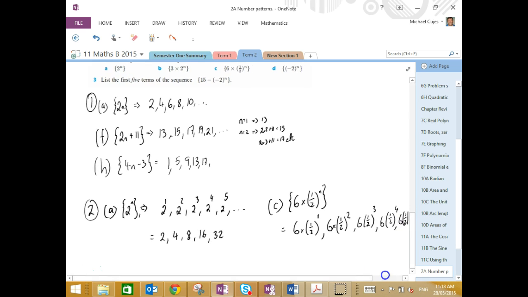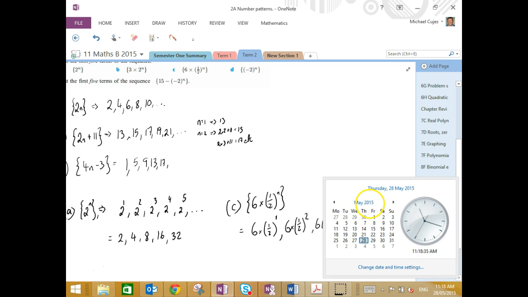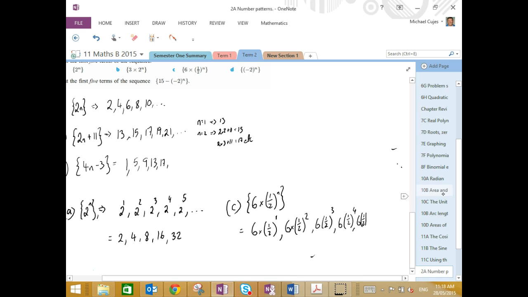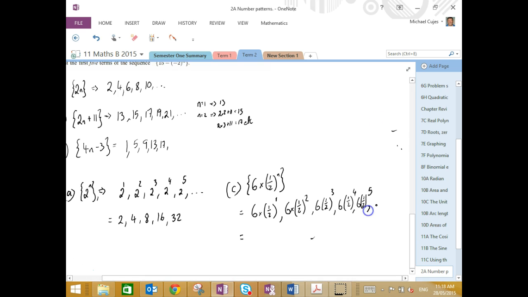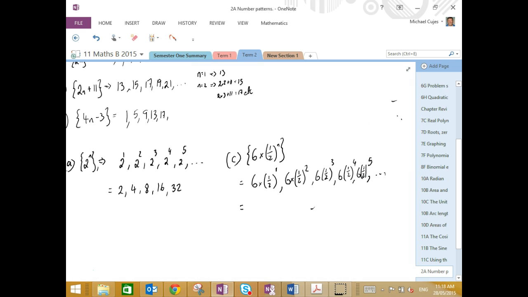Just a bit more room. To the power of 5. And that would continue on as well, wouldn't it? So 6 divided by 2, that's going to be 3. You can see I'm just dividing by 2 again, so we get 3 over 2, 3 over 4, 3 over 8, 3 over 16, etc. You just keep going on.